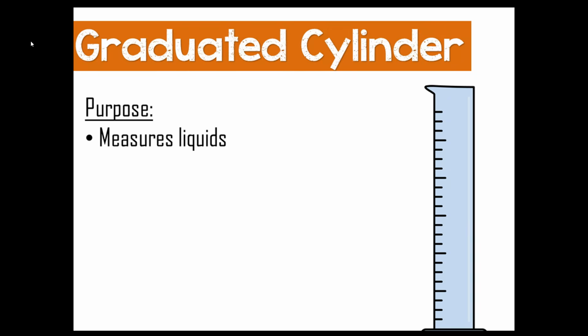A graduated cylinder is going to be something that we use a lot in physical science. We're going to use graduated cylinders that are large, some that are small, some that are glass, some that are plastic. So they come in all kinds of varieties, but the purpose of a graduated cylinder is it measures liquids. It helps us find the volume of liquids, and it does so very accurately.